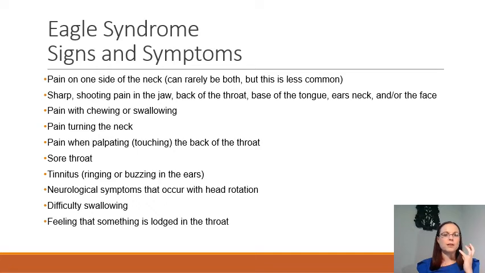Sharp shooting pain in that area, so jaw, back of the throat, base of the tongue, ears, neck, or the face as well. Pain with chewing or swallowing, pain turning the neck. Also neurological issues potentially when turning the neck or the head. Pain when palpating the back of the throat, chronic sore throat, tinnitus, ringing or buzzing in the ears, difficulty swallowing, and then the feeling that something's lodged in the throat could occur with this as well.